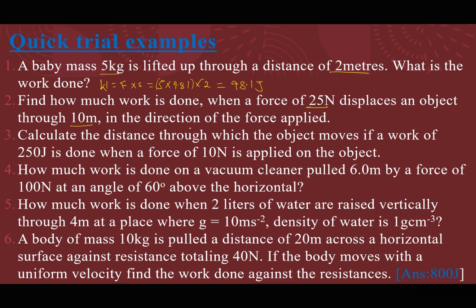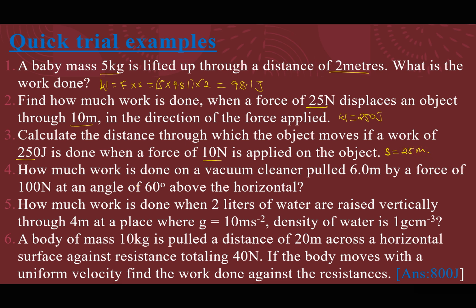Find how much work is done when a force of 25 newtons displaces an object through a distance of 10 meters in the direction of the force. Here I will just give the answer: work done is going to be 250 joules. Calculate the distance through which the object moves if a work of 250 joules is done when a force of 10 newtons is applied on the object. They have given us the work done and the force, so we just make the distance the subject. The distance S is going to be 250 divided by 10, which is 25 meters.